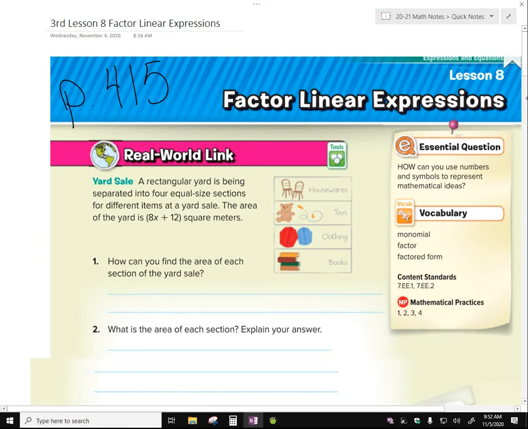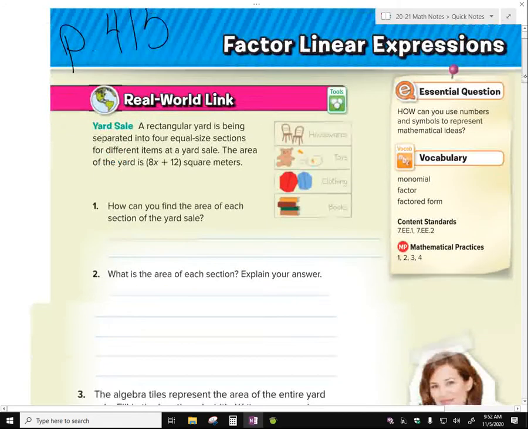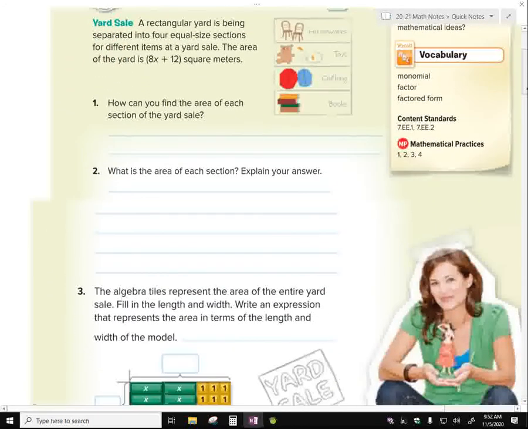Real world link. Factor linear expressions, lesson 8. A rectangular yard is being separated into 4 equal size sections. So right away, there's a clue that it has something to do with division. For different items at a yard sale, there's housewares, toys, clothing, and books. The area of the whole yard is 8x plus 12 square meters. How can you find the area of each section of the yard sale?